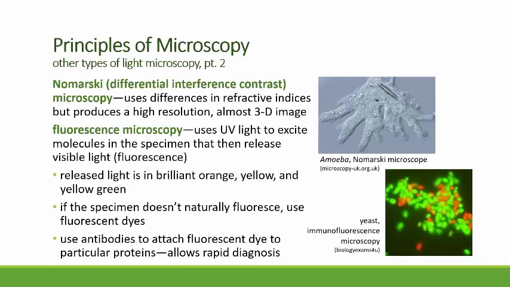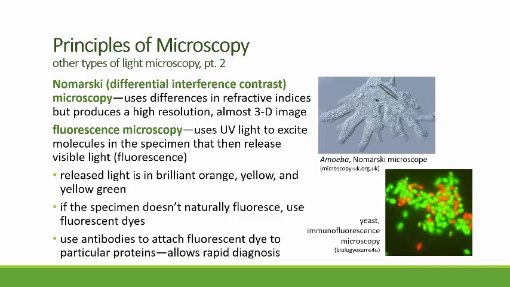Another kind of light microscope, and again, this is not any kind of microscopy that we're going to be able to use, is called differential interference contrast microscopy. It relies on the differences in refractive indices of the specimen and the stuff that's inside the specimen. But it produces a kind of almost 3D image. The image is so contrasty, and you can really get a lot of detail using one of these differential interference contrast microscopes.